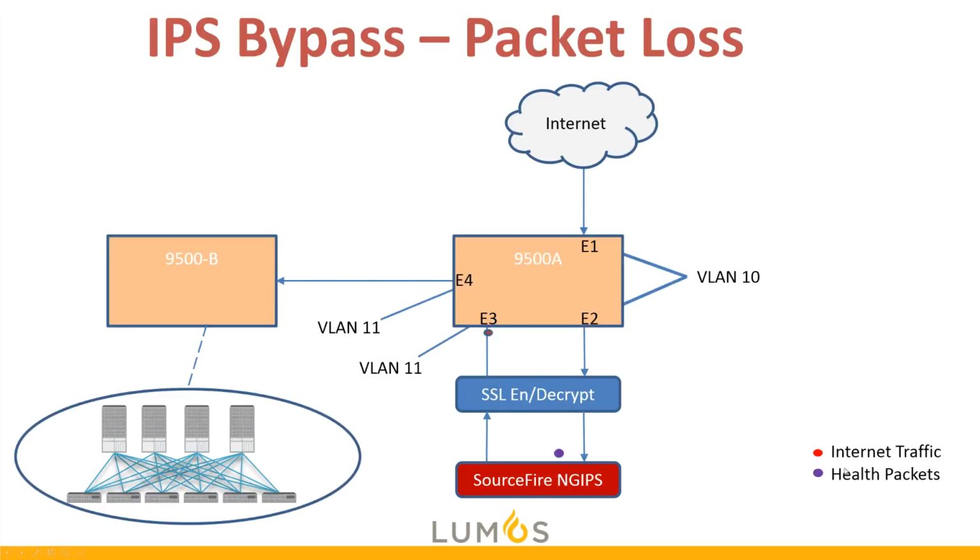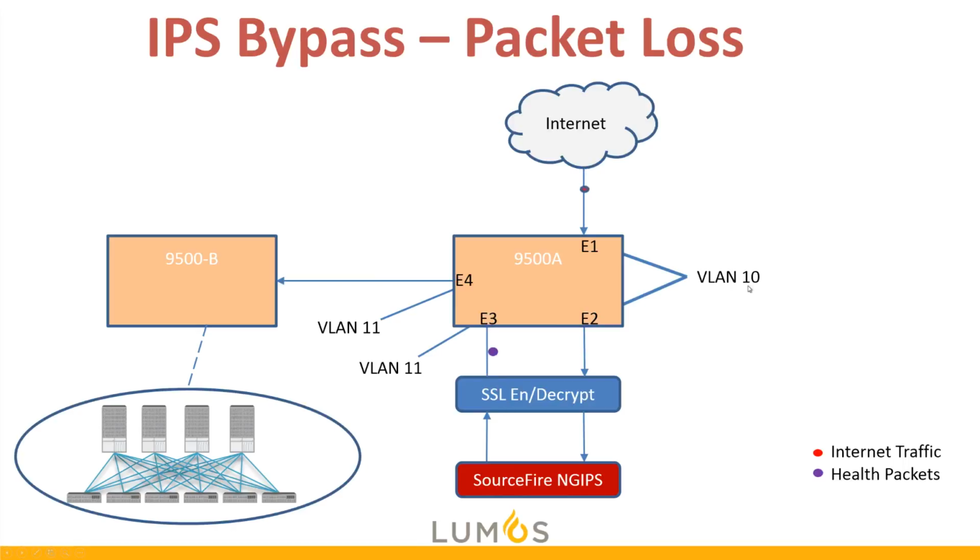And notice we have our internet traffic, and then we also have a health packet that I'm creating, and this is a Python script that's doing an ICMP ping. Now, how is it doing an ICMP ping? Because I have an SVI. So I have an SVI for VLAN 10 and an SVI for VLAN 11.